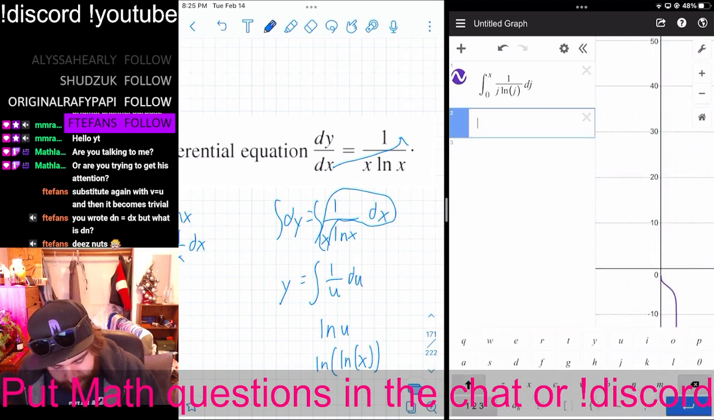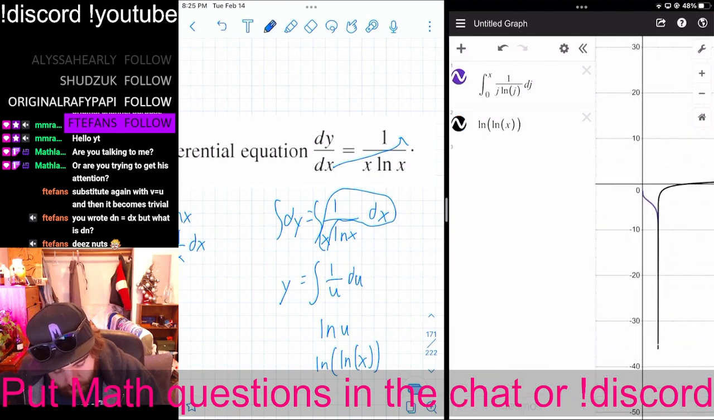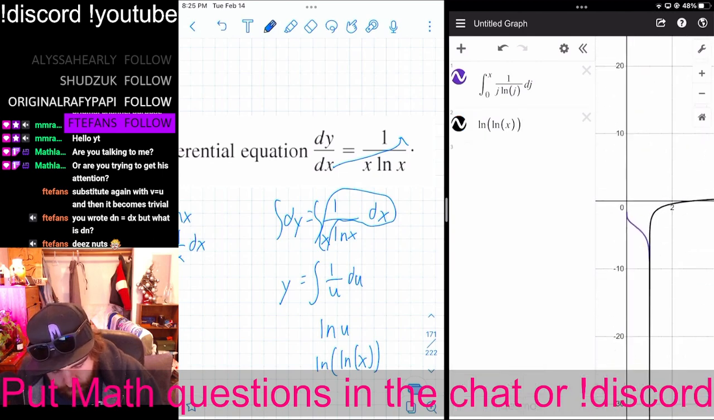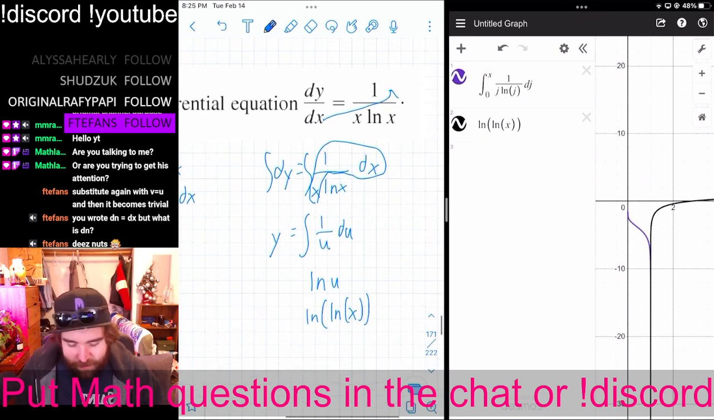So is that the same as the graph of the ln of ln of x? No. It's not. That's definitely right.